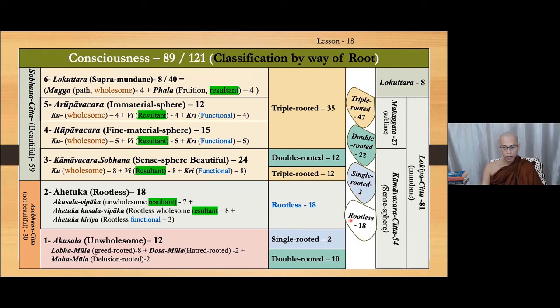Then for the rootless, it is clear there are no roots. So in this way, altogether 89 consciousness are classified by way of Hetu. Not difficult. All the information is easy to keep in mind for further study.